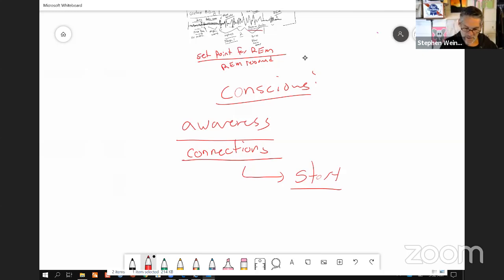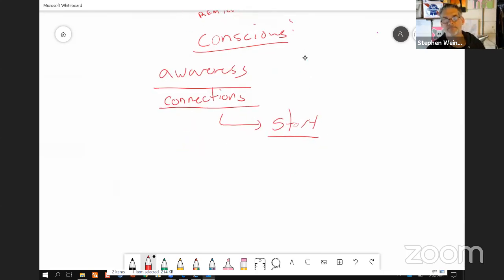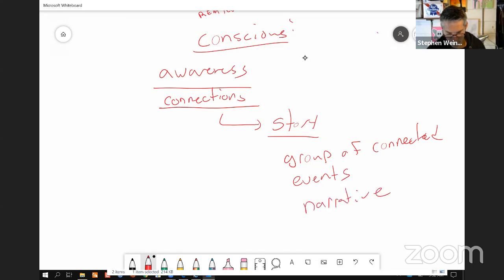But at the same time, you create a story. You create a story about the world. What is a story? What does that mean? A group of events connected. Yeah, that's perfect. Oh, I like the word narrative. So there's a narrative of these connected events. So if you think about it, your consciousness is a narrative. It's a story. It's someone describing events that are connected.